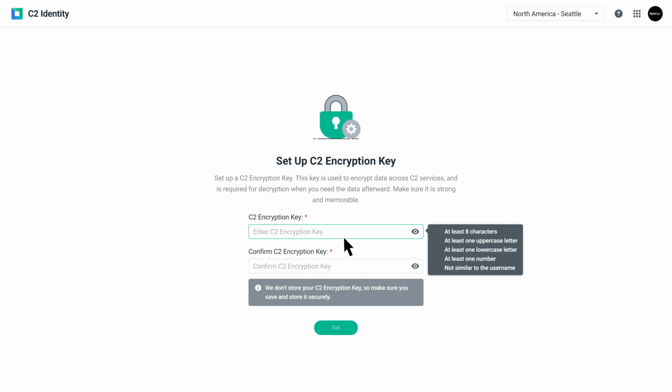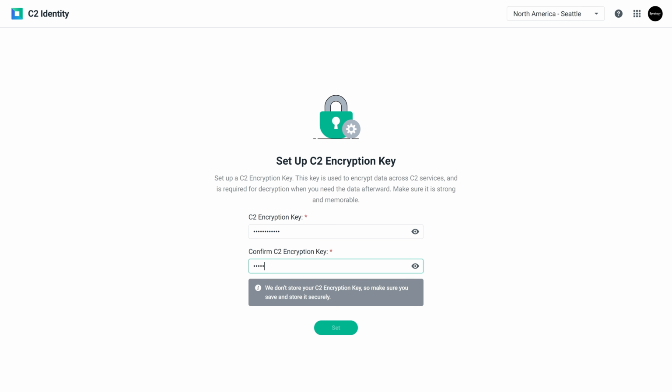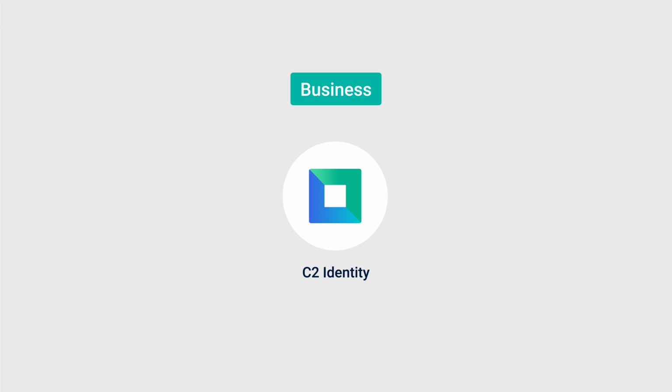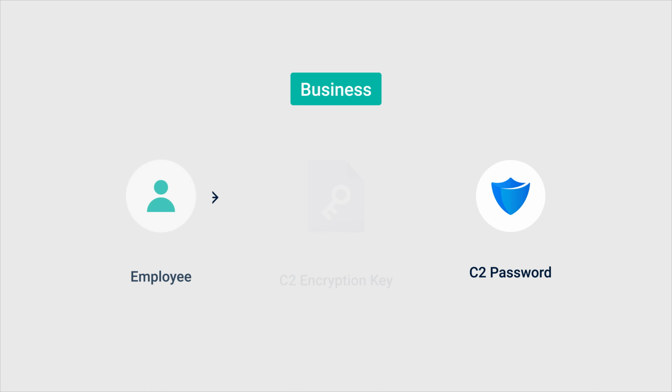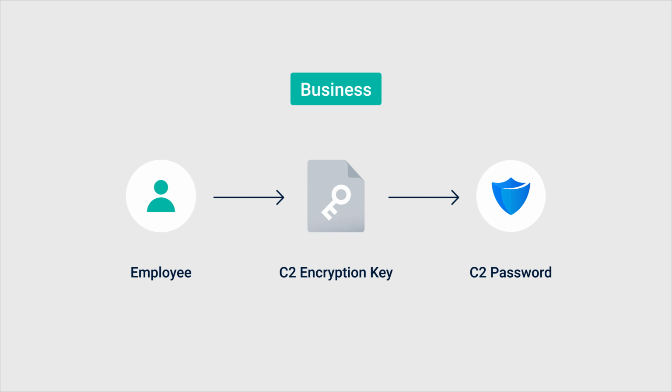Enter your C2 encryption key. You'll need this key to sign into the C2 Identity Management Portal and access encrypted data. In addition, the C2 Identity Business Plan includes C2 Password Business, which allows its users to store passwords in the Password Manager. To access these passwords, each user will need their own C2 encryption key.